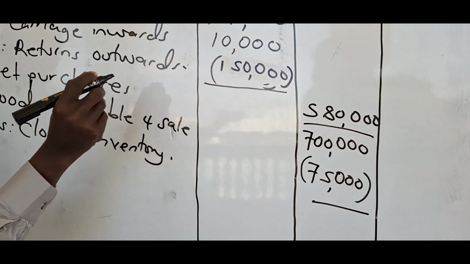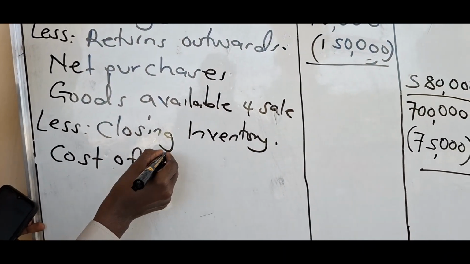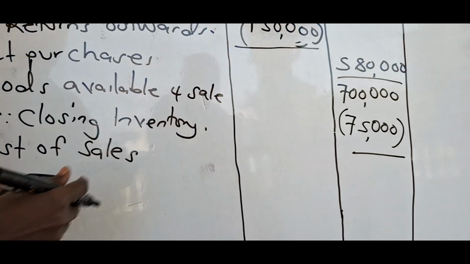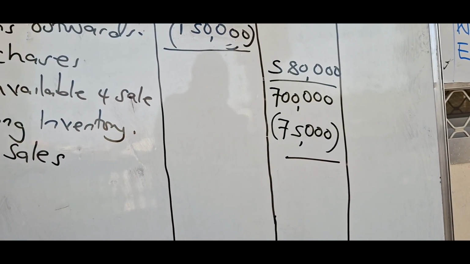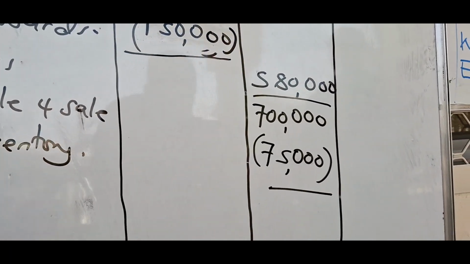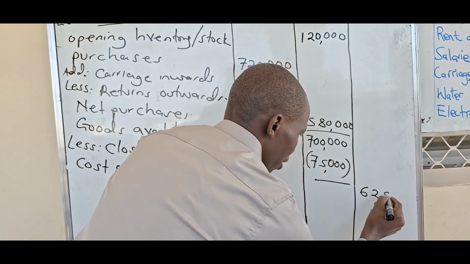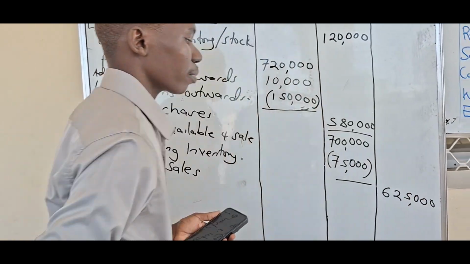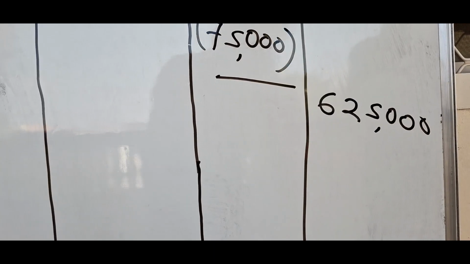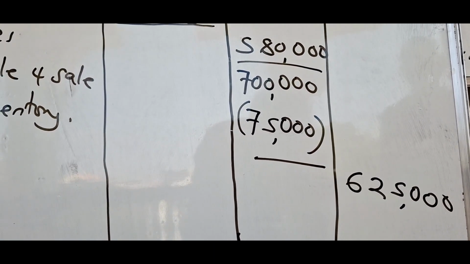So our goods available for sale, less closing stock, you automatically get our cost of sales, or cost of goods sold. When you subtract the closing inventory, we shall get 6,250,000. Just get goods available for sale, minus closing inventory, to get cost of sales.